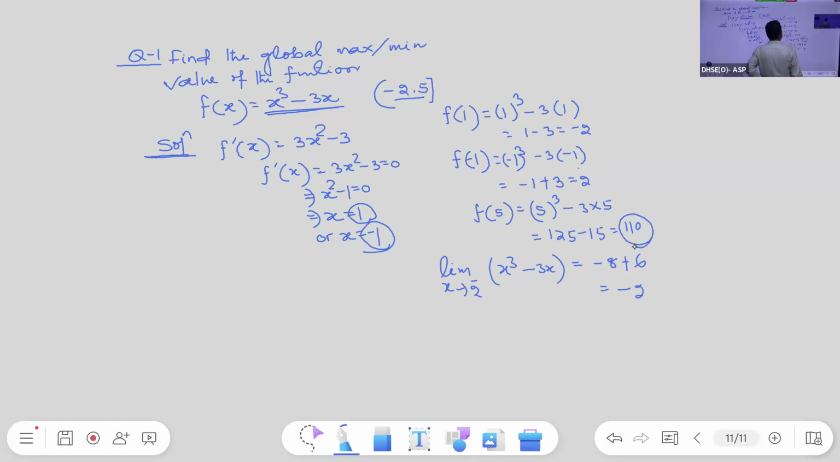Maximum value is 110. So global maximum value equals 110. Global minimum value equals -2. Global max value is 110 and global min value is -2. Right? I hope it is clear to you. Did you understand or not? Tell me in the chat box.